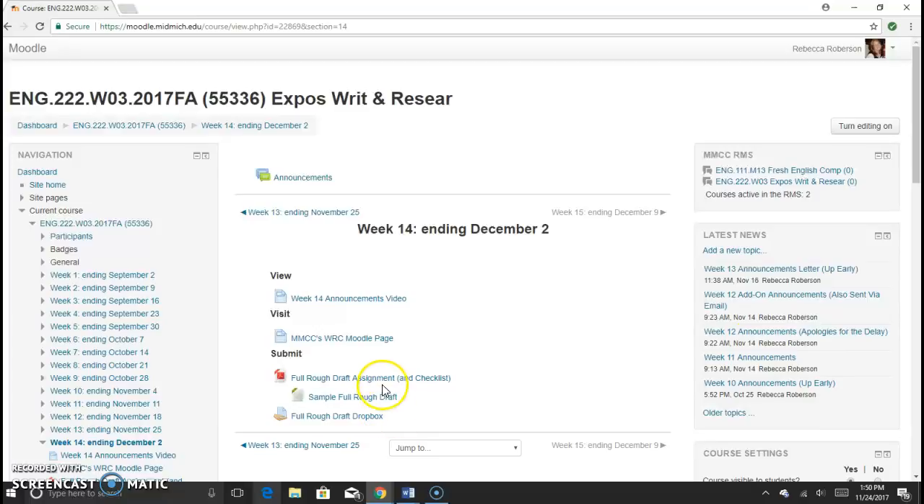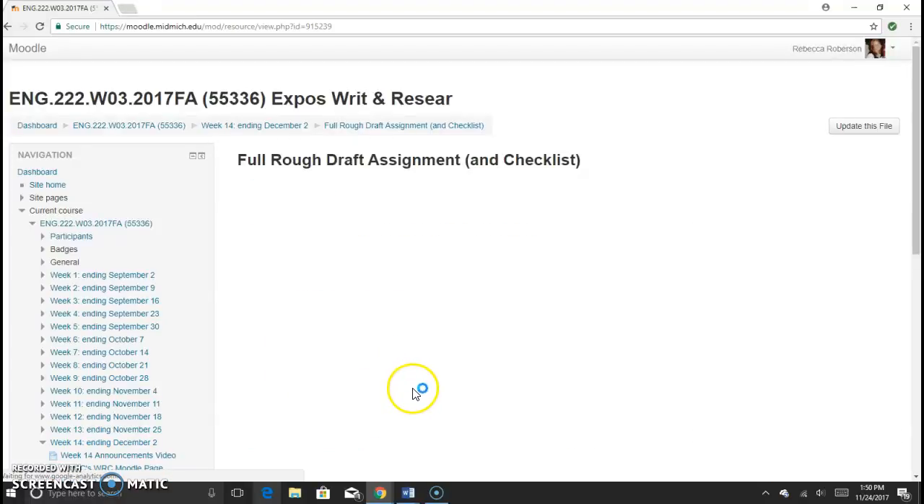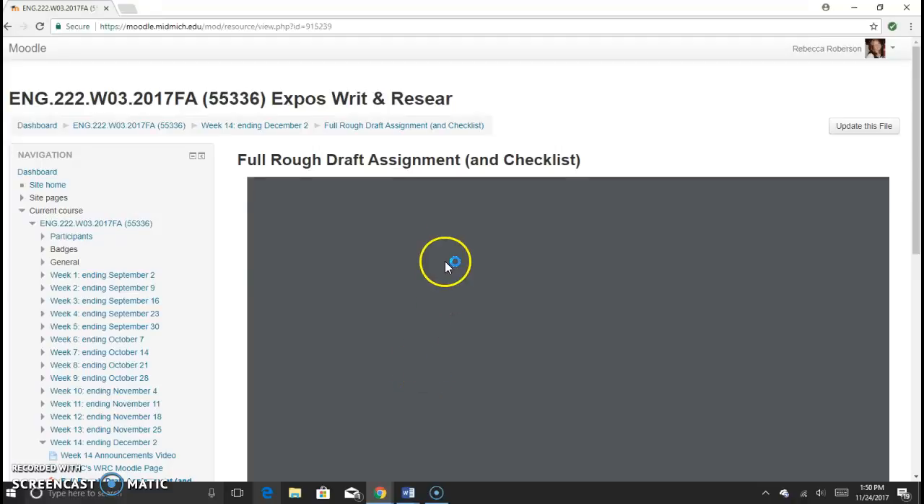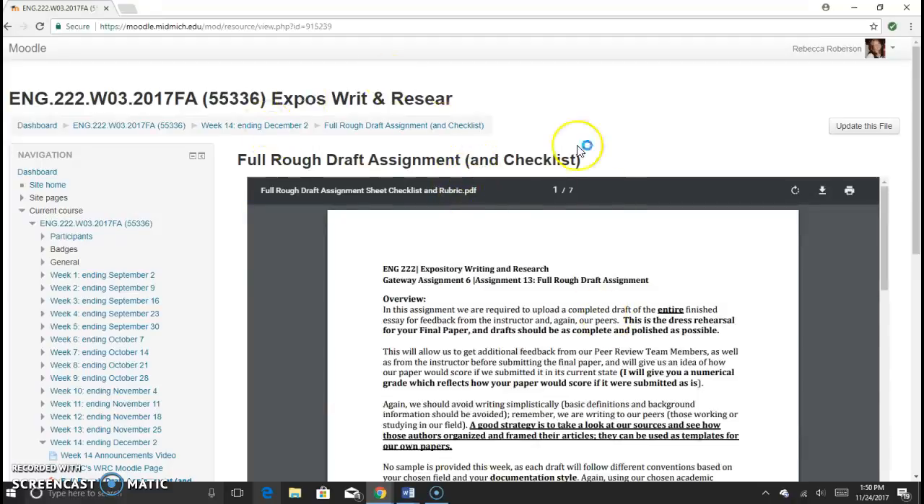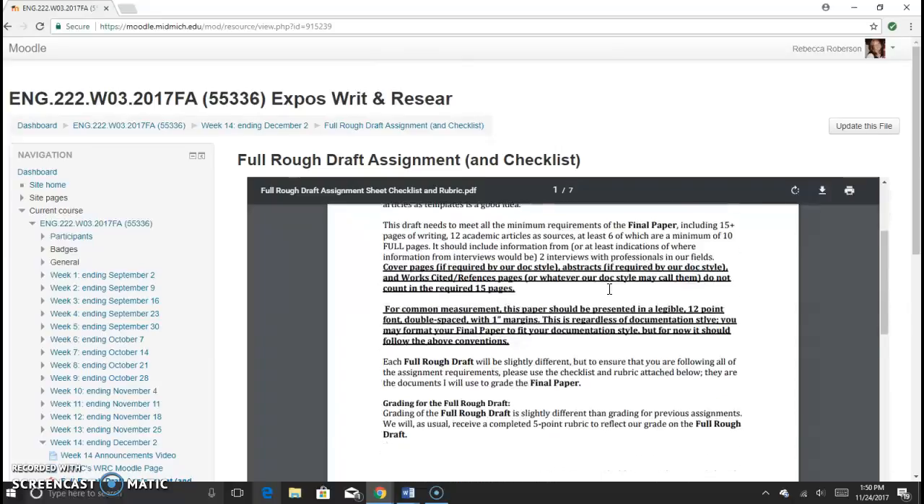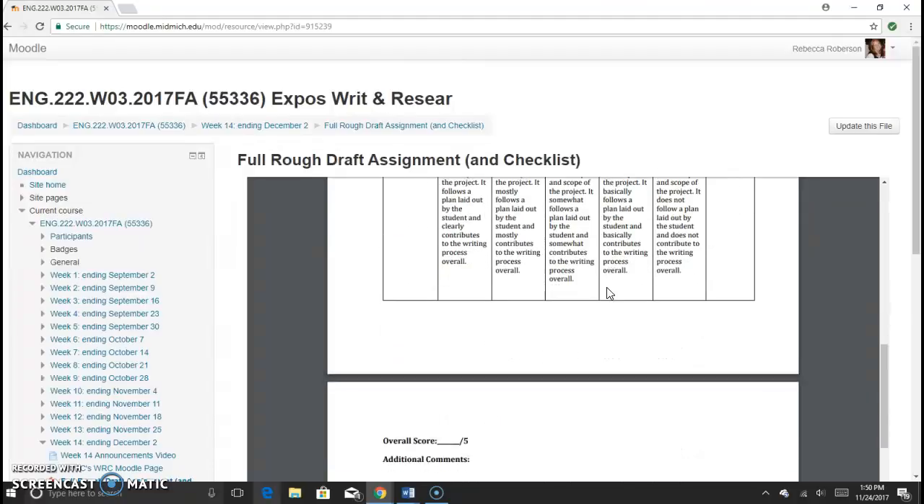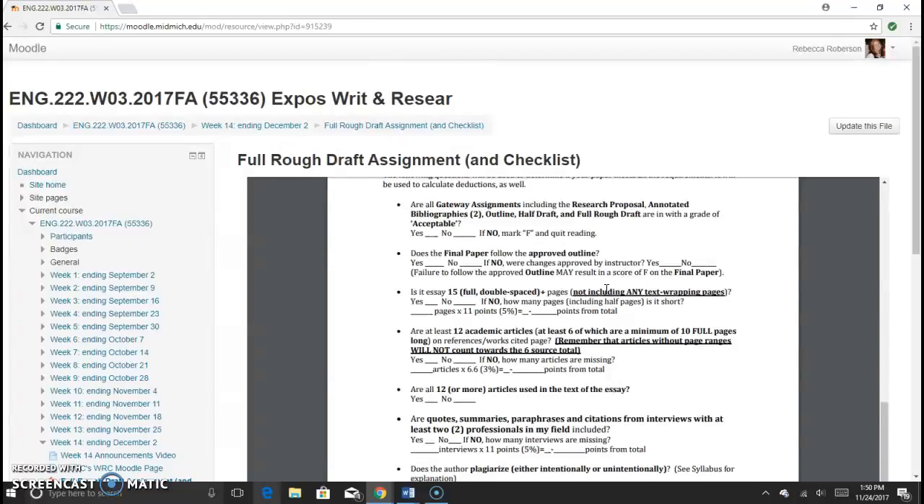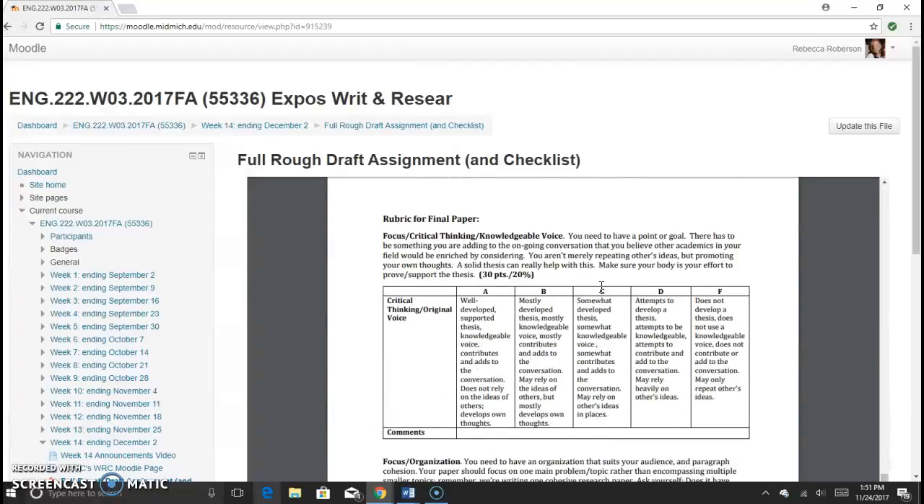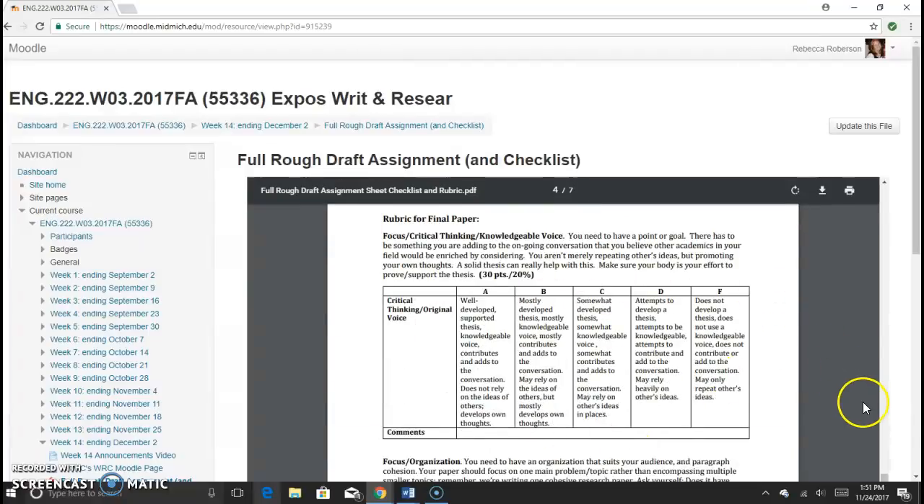So the thing I'm going to be looking at here or referring to is the rubric for the full rough draft and the final paper, and that is located in this week's module. And what you'll see when you open this document is, of course, the full rough draft assignment and the checklist for the full rough draft and the final paper, which I went over in this week's announcements video. So I'm not going to touch on that too much. But what I'm going to talk about here is this rubric.